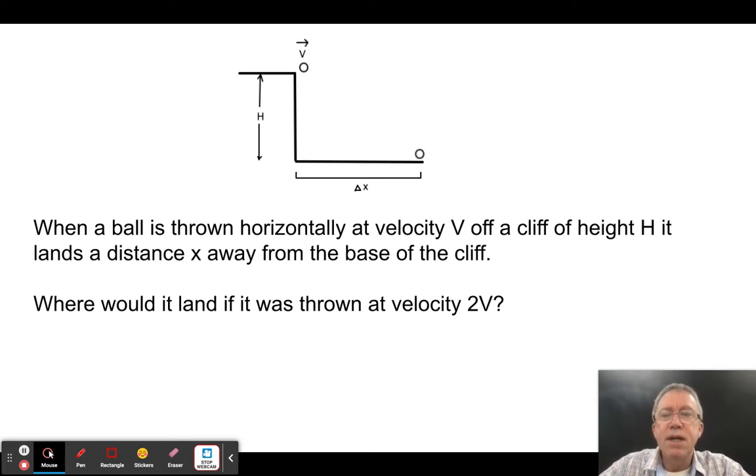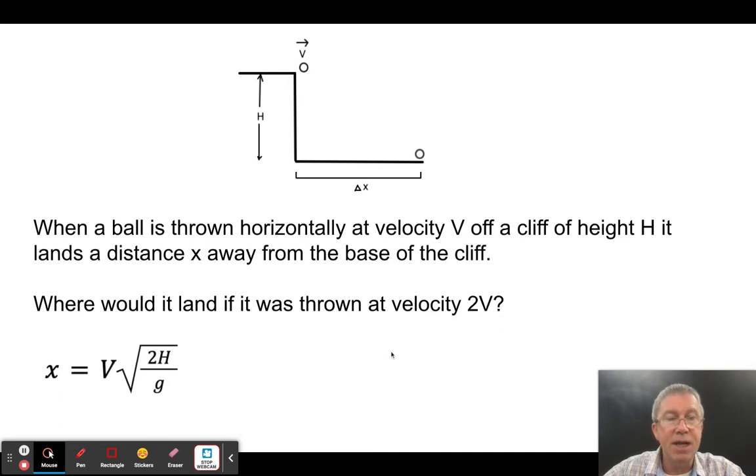What if I said, all right, the ball is thrown horizontally at velocity v off a cliff of height h. It lands distance x away from the base of the cliff. Where would it land if it was thrown at velocity 2v? This is the kind of question College Board likes to ask. So this is proportional reasoning, but you can't do proportional reasoning unless you can set up the equation to see what the relationship is between v and x. So let's go ahead and do it.